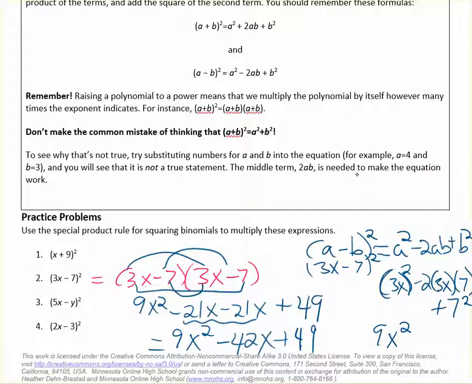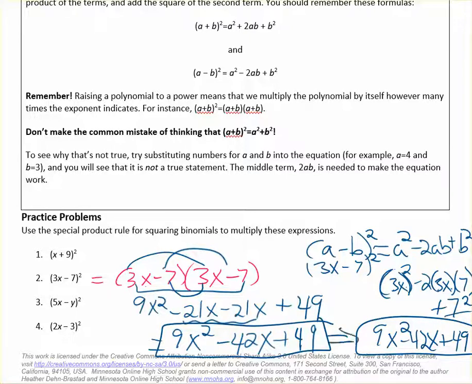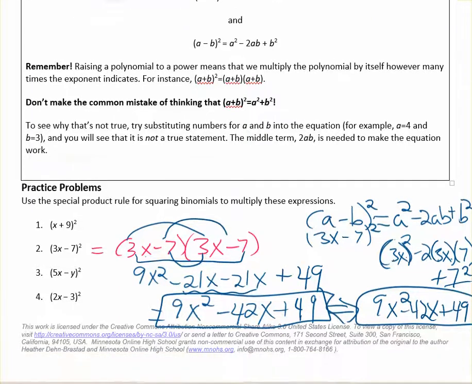3x squared is 9x squared, because both of those things have to be squared. So 3 squared is 9, x squared is x squared, minus 2 times 3x is minus 6x, times 7. I missed the 7 there. Let me fix that. So it's 2 times 3 times 7, so that's minus 42x. And then plus the 7 squared is plus 49. These should be equivalent. They are. So either method will work. Use whichever one you prefer.